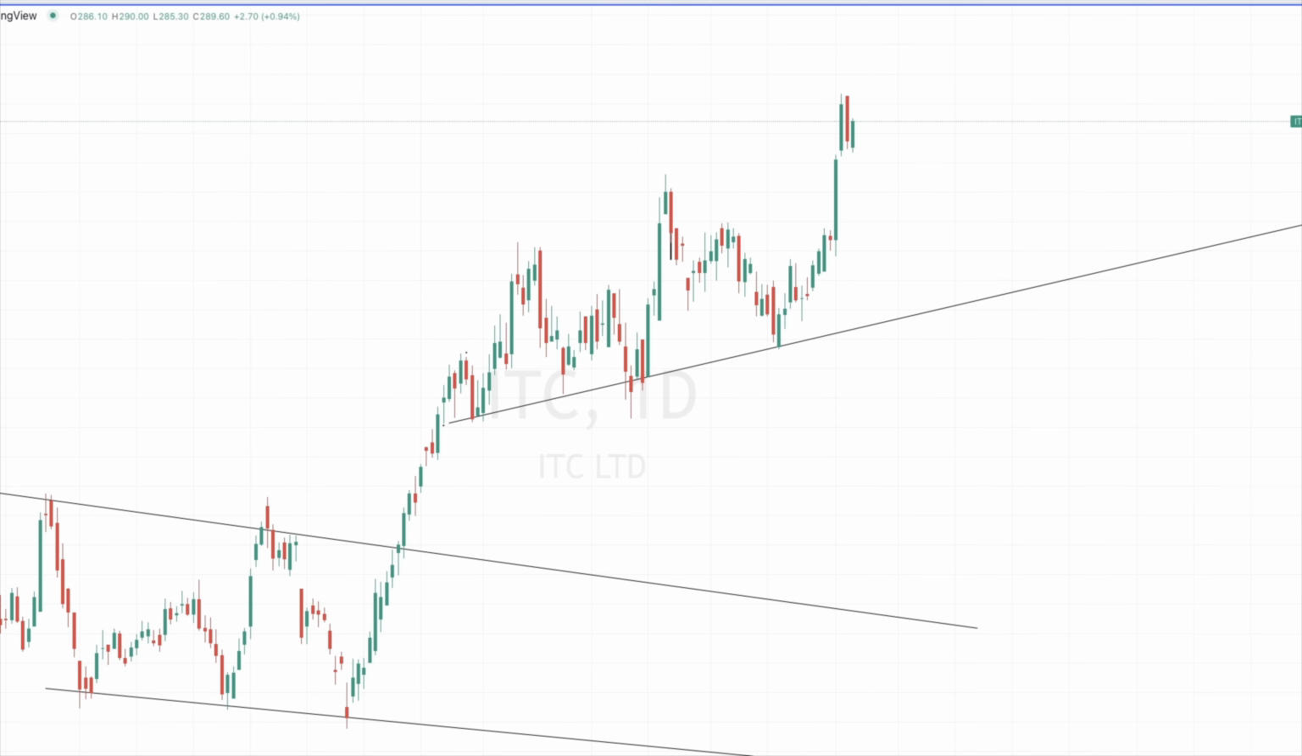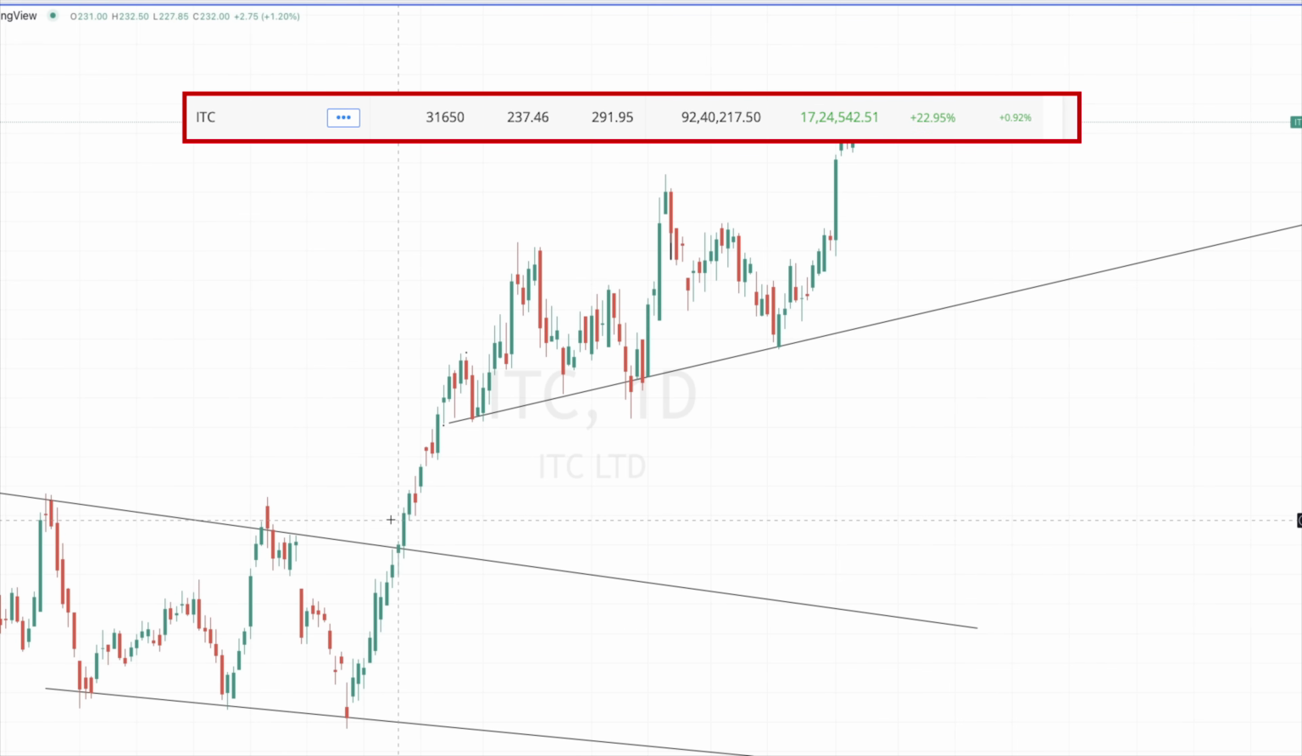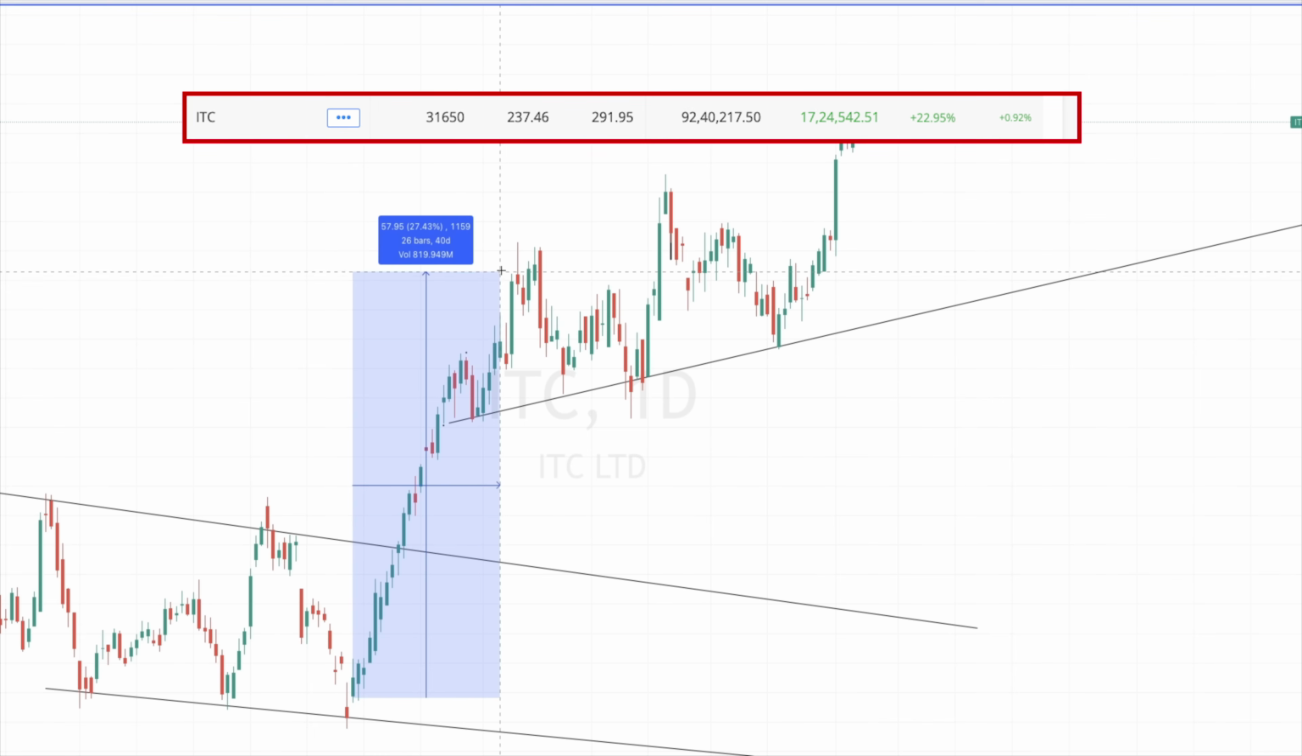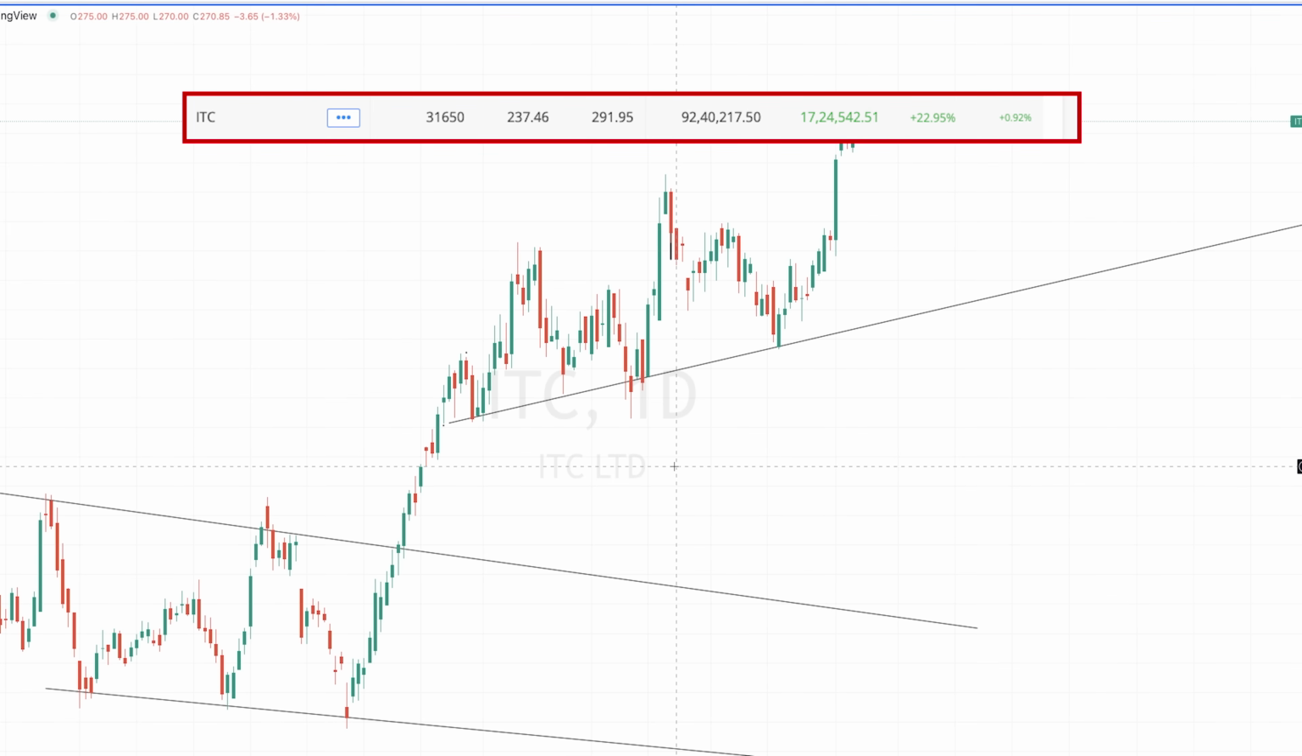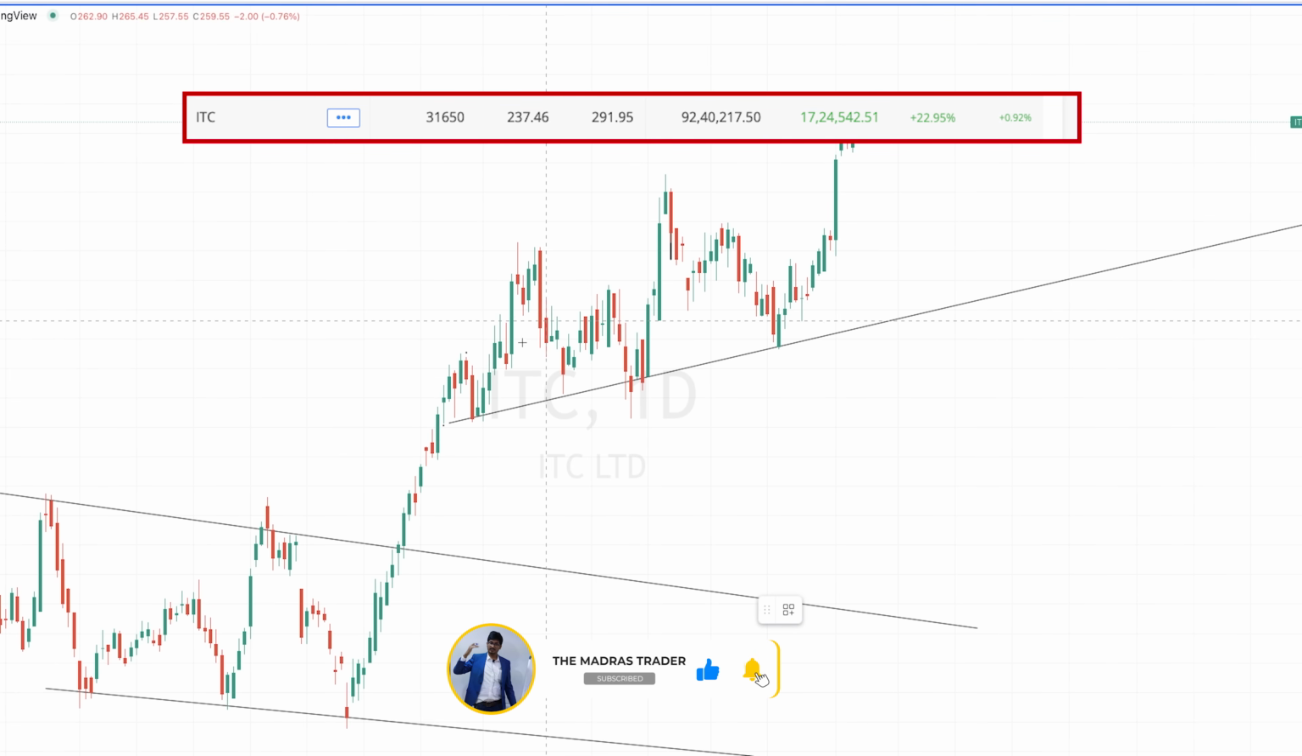I was not very sure whether to hold this trade or exit the trade, because ITC has given a very good move of more than 26%. Although I entered here, if you look at this entire move from here to here, it is more than 27%, which is too high given the market cap, right? A company like this, which has a huge market cap, is very unlikely to move 30% in a month or so. So I was expecting a huge consolidation, and I was not very sure if I should hold or exit.